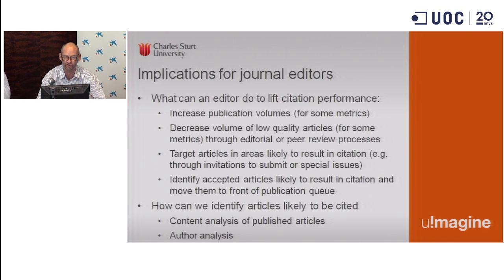What can an editor do to lift the citation performance of a journal? Well, for some measures, increasing the publication volume, that is the quantity of articles published, can increase the metrics, but as I showed, that can also decrease other metrics. Another option is decreasing the volume of low quality articles through editorial or peer review processes. So if you create a stricter editorial review process, or a stricter set of guidelines for peer review, then that will hopefully get rid of some lower quality, lower impact articles, if you can predict those things.